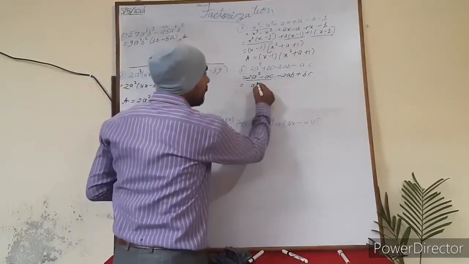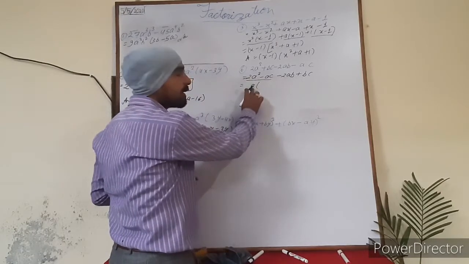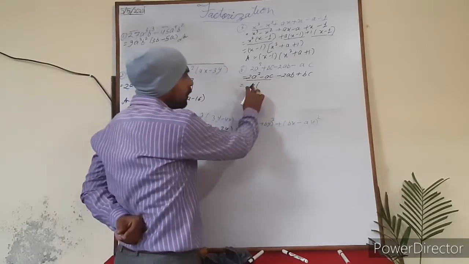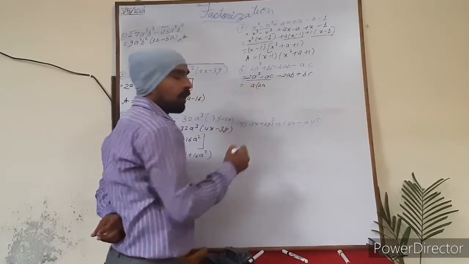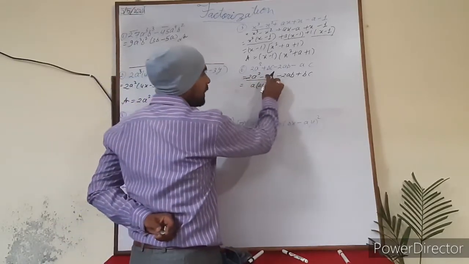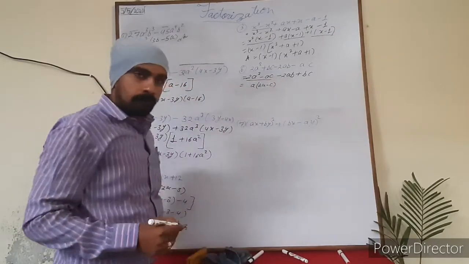After taking a common, this a is going to divide these two terms. So when this 2a square will be divided by this a, a square divided by a, so a will be cancelled out by a. So you are going to get this 2a only. When this a is going to divide this, a will be cancelled out by a. So minus c is coming here.